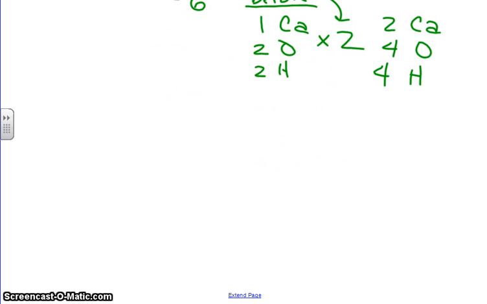Alright, so let's do number 1 together. If last year's class can do it, you can do it, right? Okay, so try another one. Number 1, let's do number 1. N2 plus H2 yields NH3.